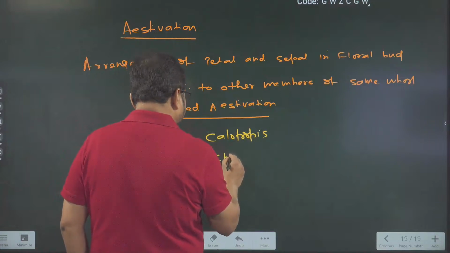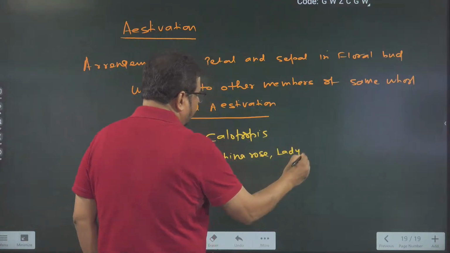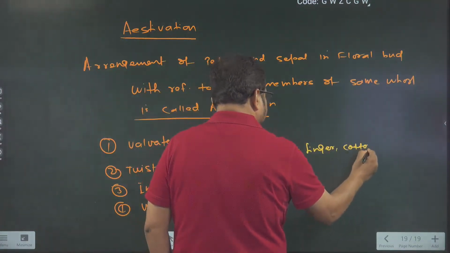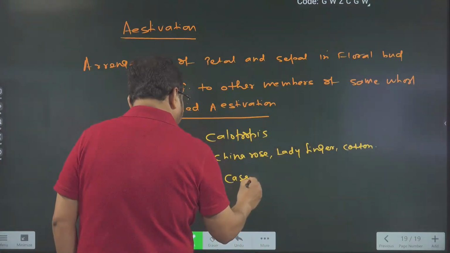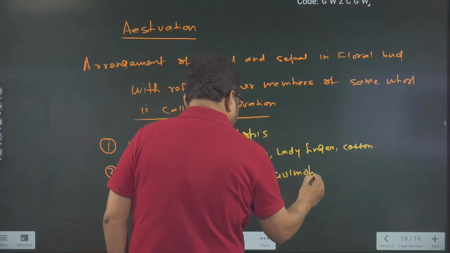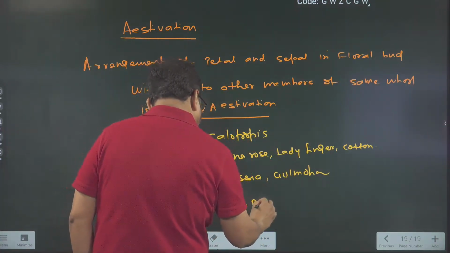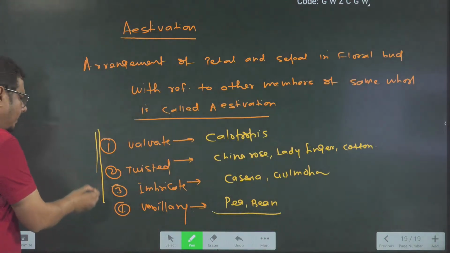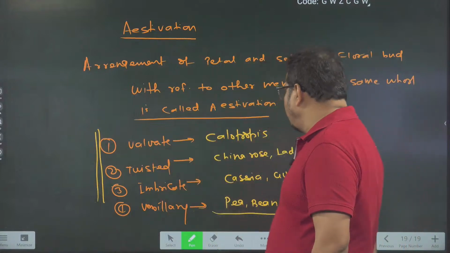China rose, lady finger, and cotton. Imbricate aestivation. Cassia, gulmohar. Vexillary aestivation. Pea, bean. Now I am going to talk about these aestivations one by one, and I will give the detailed explanation of these there only. Right?